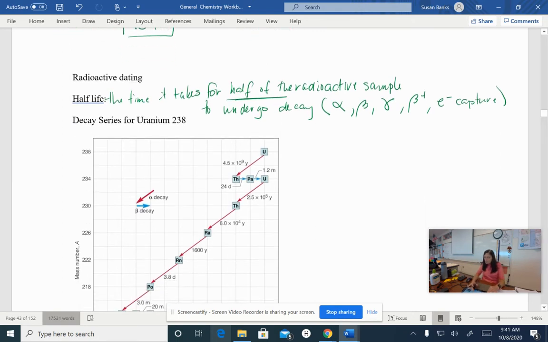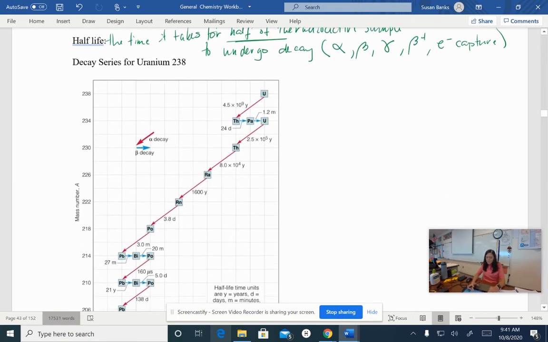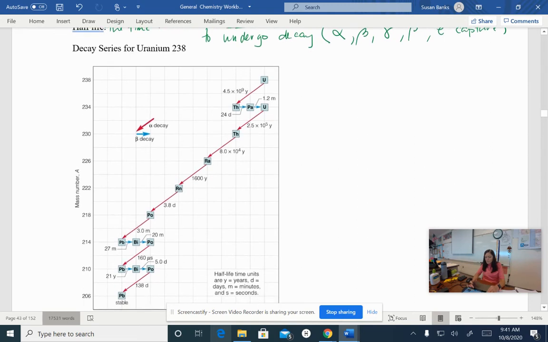So I want to show you the decay series for uranium-238. Now, uranium will decay spontaneously because it's a heavy, heavy element. So it will go through this whole decay series. We'll have uranium doing an alpha decay. Notice the red arrows are alpha and the blue arrows are beta. So our first decay is an alpha decay to thorium. And then we will go to praseodymium and uranium once again.